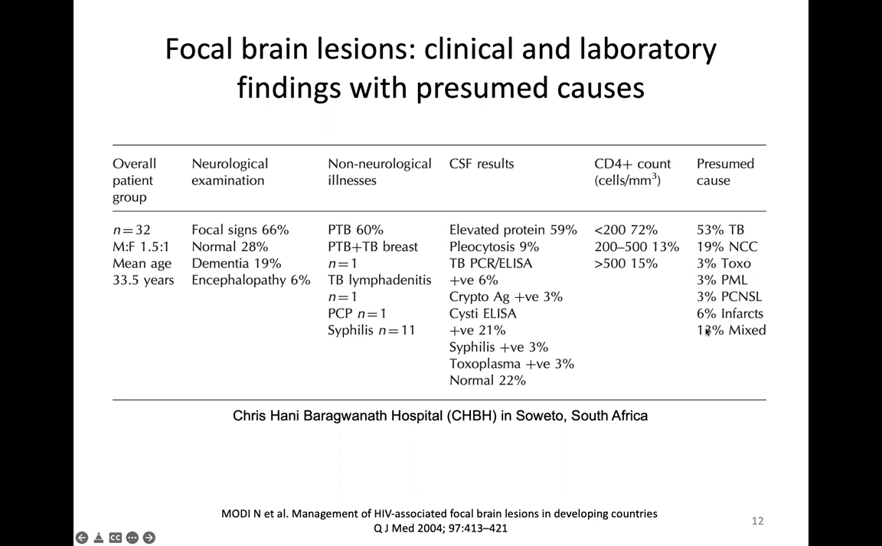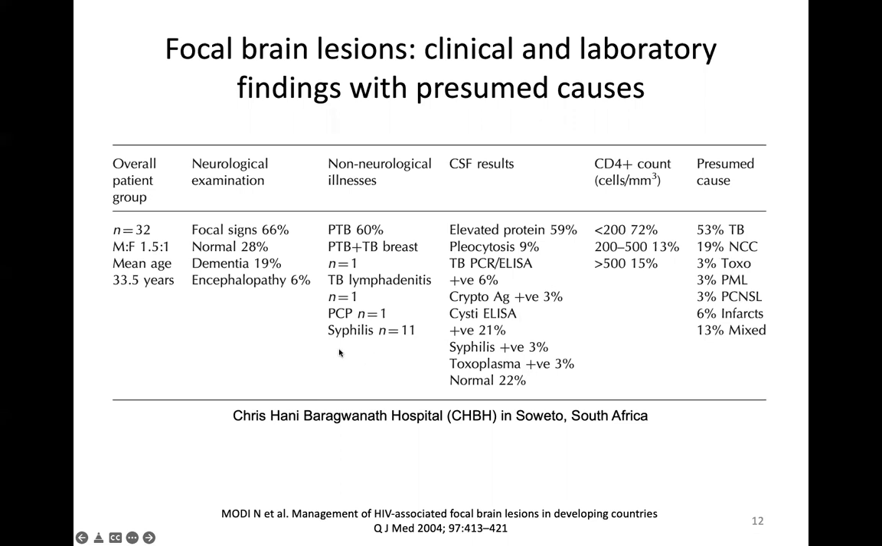So on that question, when I said more than one condition is likely, you must remember that almost 13% of all your patients would have comorbid causes for their focal neurological lesions. So this is quite important.